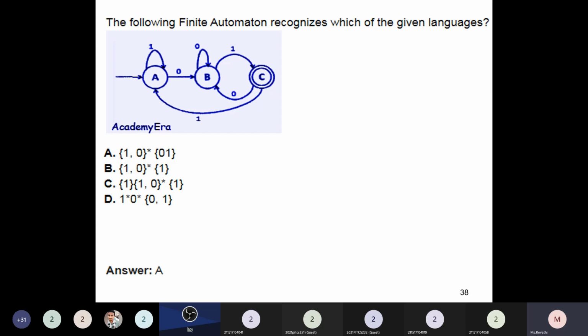Okay, that means at the end of the particular string, it should be 0, 1. That is, it accepts all the strings that end with 0, 1. So each string contains 0, 1 at the end. So A is the correct option here. Initially it may contain 0 or 1, whatever it is, but at the end of the string, it should be 0, 1. So here A is the correct option.